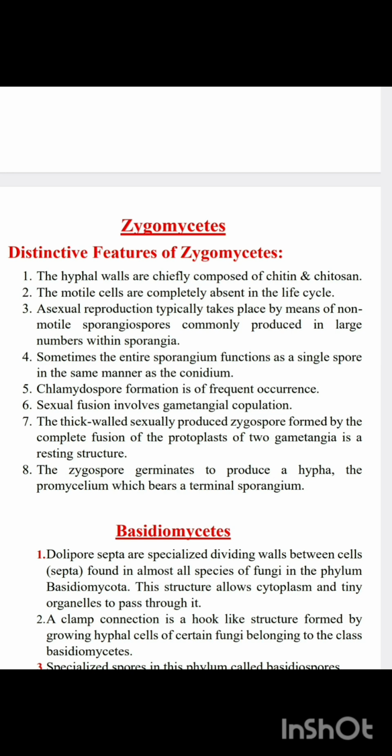Sexual reproduction involves gametangial copulation. The thick-walled sexually produced zygospore, formed by complete fusion of protoplasts of two gametangia, is the resting structure. The zygospore germinates to produce a hypha, the promycelium, which bears a terminal sporangium.